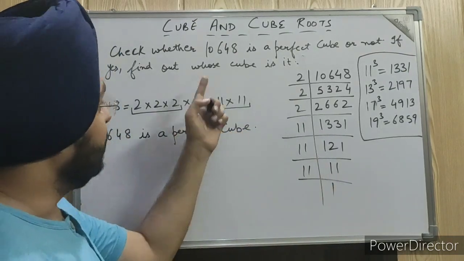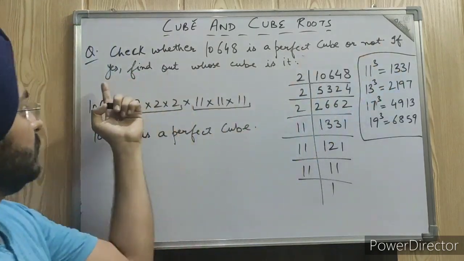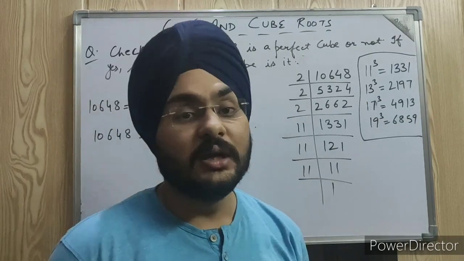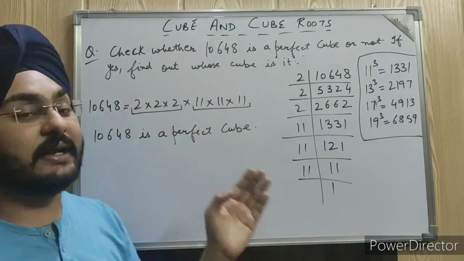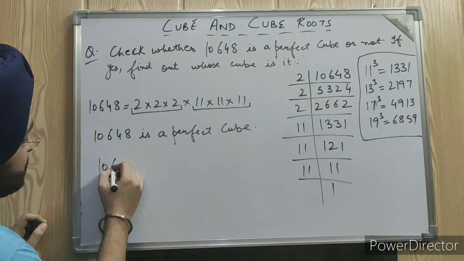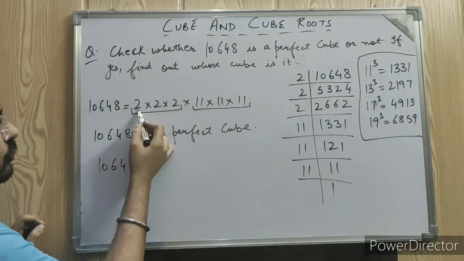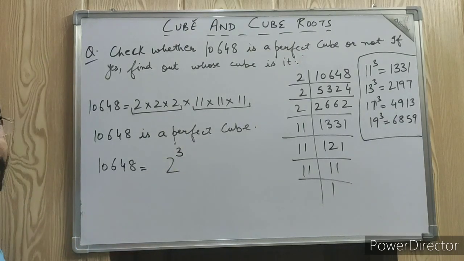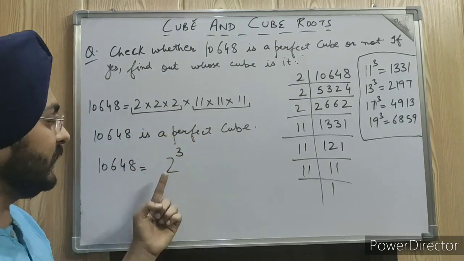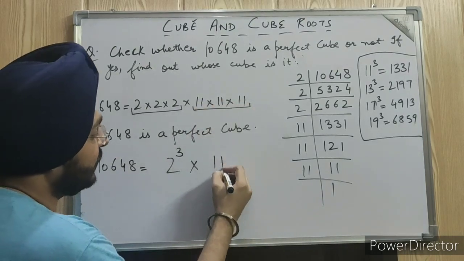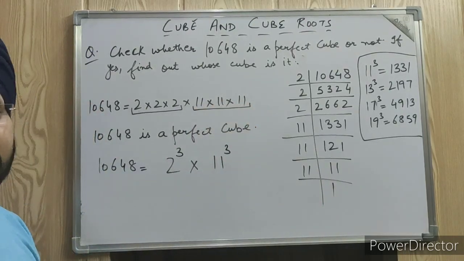Now, he is also asking us if yes, find out whose cube is it. So I have to find out 10648 is the cube of what number. So how I'll be solving this? See the pattern here. 2 into 2 into 2. Can't I say 2 raised to the power 3? And 11 into 11 into 11, I can write this as 11 raised to the power 3 here.